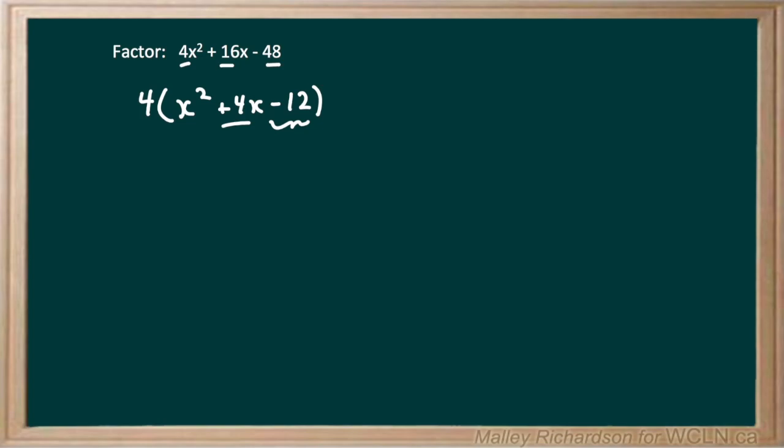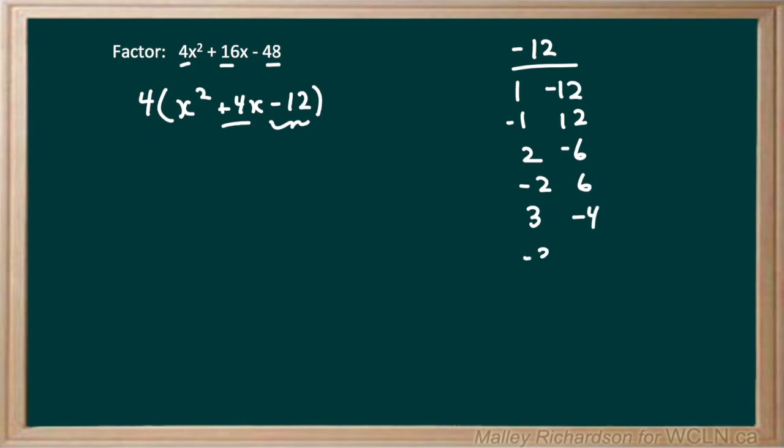So let's write this out on the side. We need to find our factors of negative 12. Well, of course, we have 1 times negative 12, because 1 times negative 12 gives us negative 12. But then we can also have negative 1 times positive 12 to give us negative 12. And then we can have 2 times negative 6, but then we can have negative 2 times positive 6. And then we can have 3 times negative 4, and then of course we can have negative 3 times positive 4. Now we need to see which one of these factors add together to give us our middle term of positive 4.